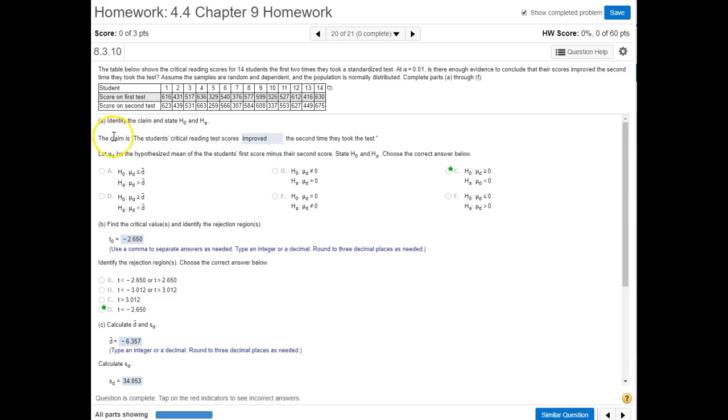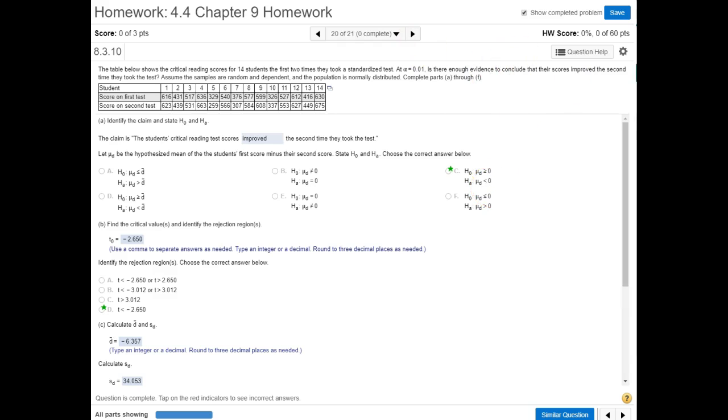We kind of skipped this first part. The claim: the students' critical reading test scores improved the second time they took the test. So that's just taking this exact wording here. All right, so find the critical values. As usual, similar to the previous video on problem 19, we are interested in using the T calculator. Now, in this case, we have a one-tail test.